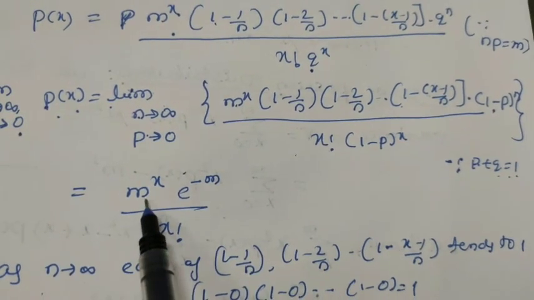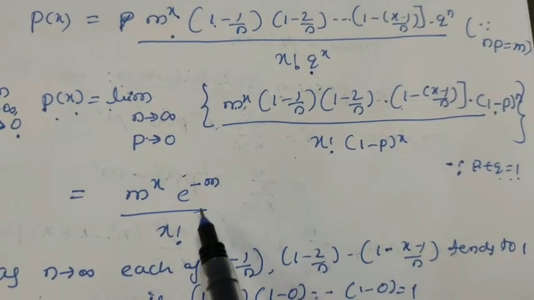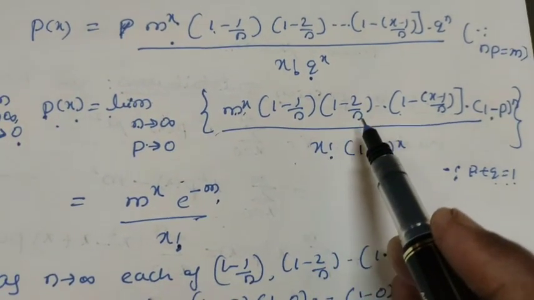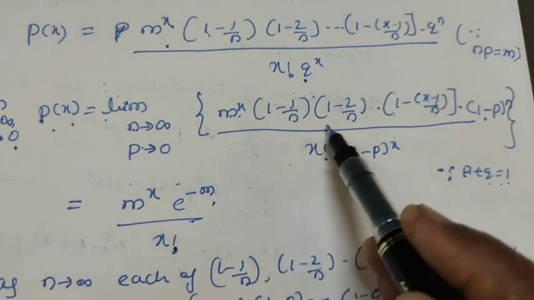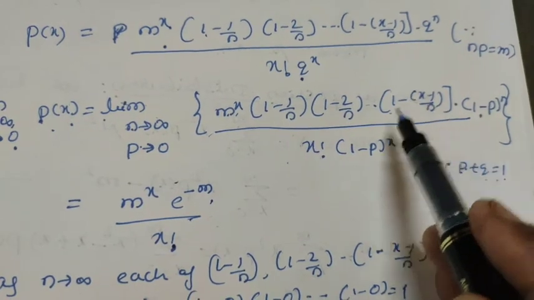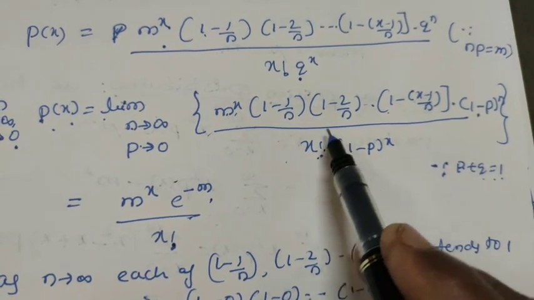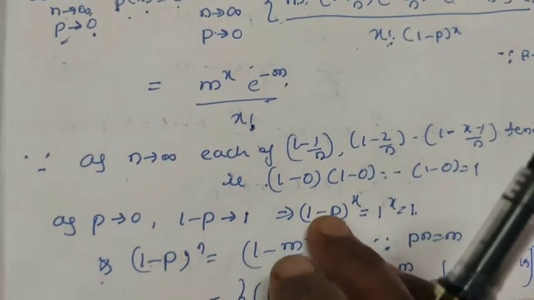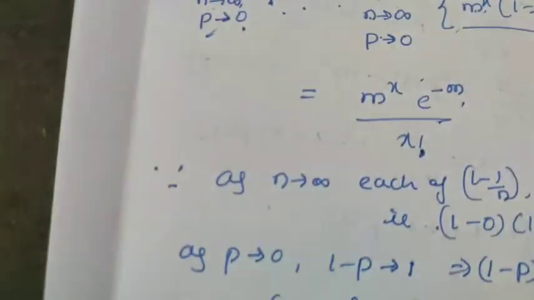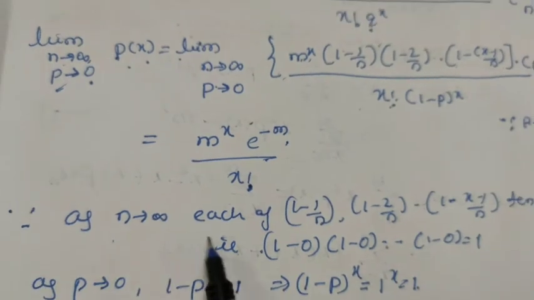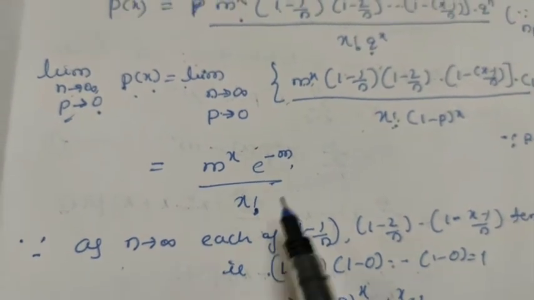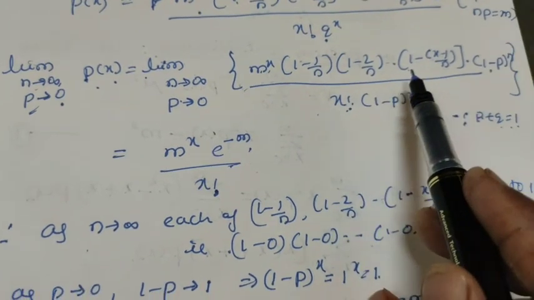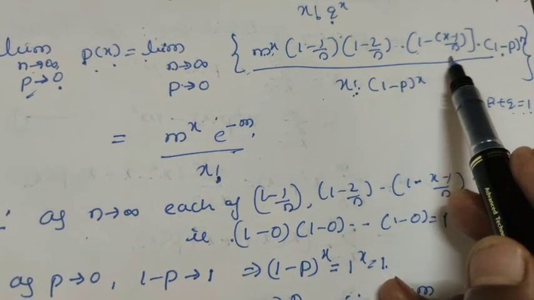So this is equal to, I will write here, m raised to x e raised to minus m divided by x factorial. I will explain how we got this e raised to minus m divided by x factorial. The simplification of this one I will tell you here. So as n tends to infinity, let us apply the limit for these terms, 1 minus 1 by n, 1 minus 2 by n, etc. up to 1 minus x minus 1 divided by n.